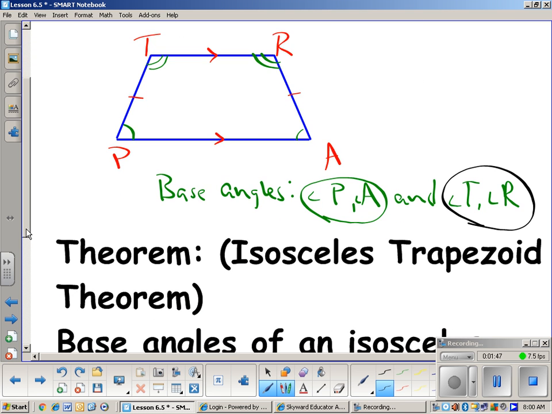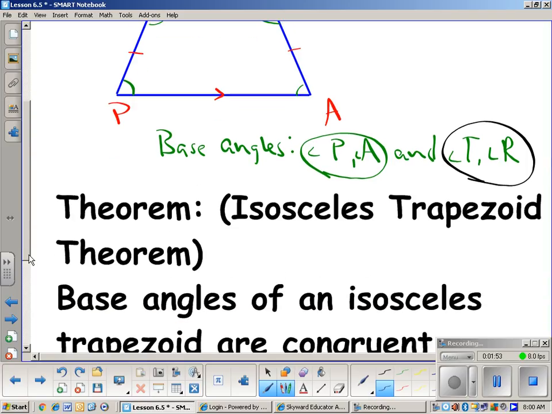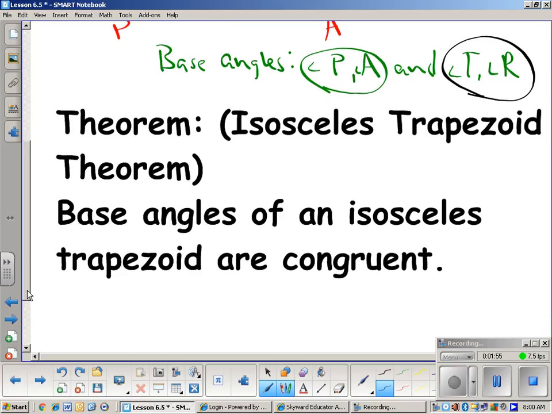So the isosceles trapezoid theorem, anybody not done with the picture? Okay, let me move down then. It says base angles in the isosceles trapezoid are congruent. That's all it says. Very simple, straightforward. The definition tells us the non-parallel sides are congruent. So the theorem tells us the angles, the base angles, the pairs of them are congruent.